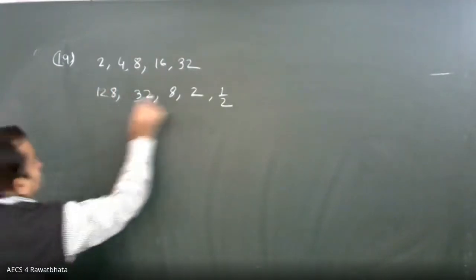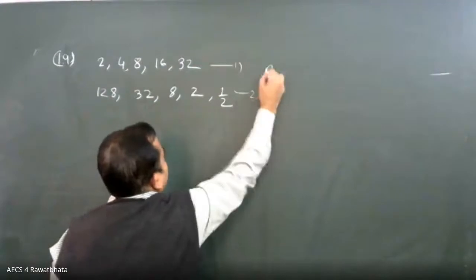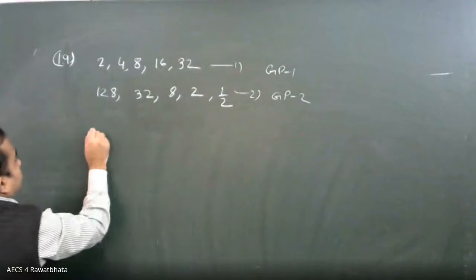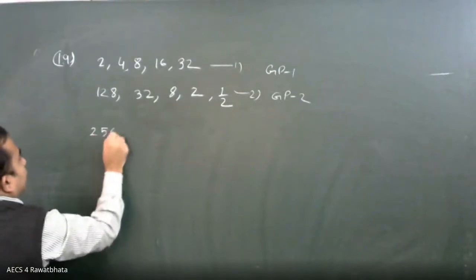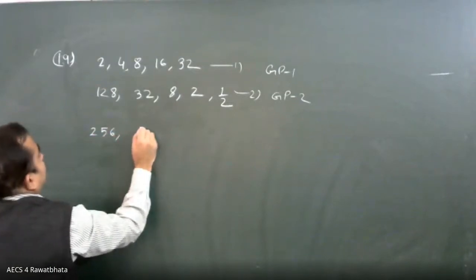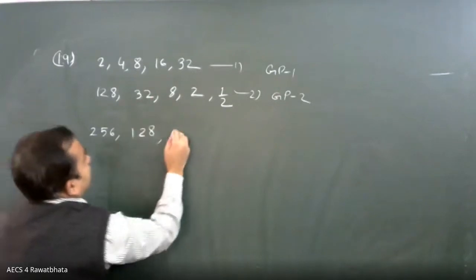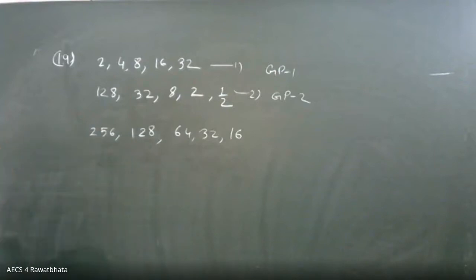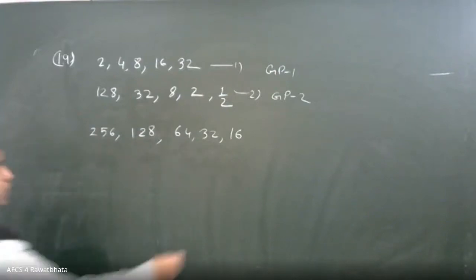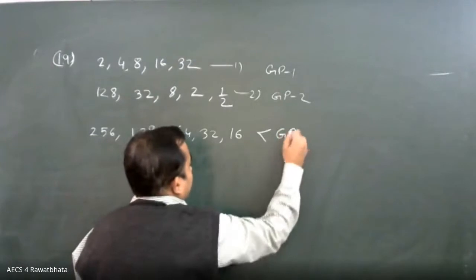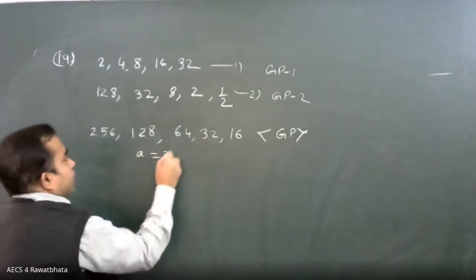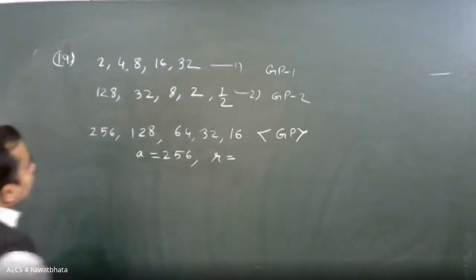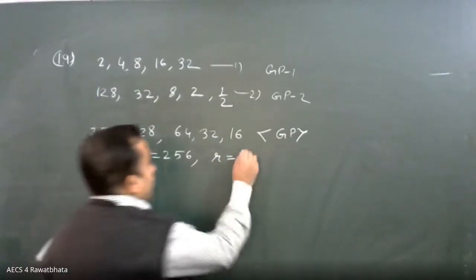If I multiply sequence 1 and sequence 2, both are GPs, GP1 and GP2. Let us multiply their respective terms and this will become 256, 128 and 64 and 32 and 16. You can see that this is also finally a GP. If it is a GP, its common ratio we can tell, and that ratio is 128 upon 256, which is 1 by 2.